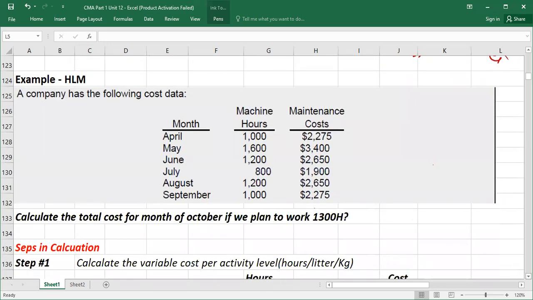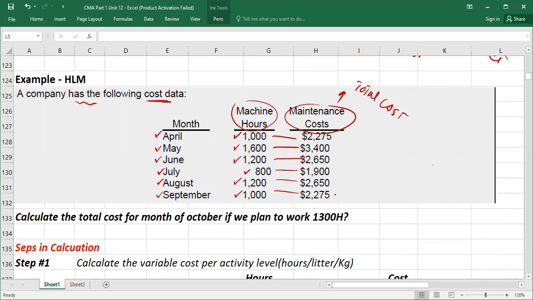So guys, we have an example on your screen. A company has the following cost data. We have here months: April, May, June, July, August, and September. And here we have machine hours. Machine hours operated were 1,000, 1,600, 1,200, 800, 1,200, and 1,000. And here we have maintenance cost. Maintenance cost, you can say total cost. It could be any cost, maintenance, production, anything. So this is the cost for each month given here for these number of hours.